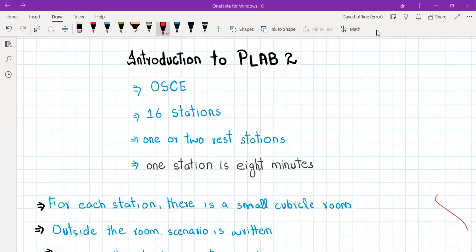Hello everyone. So today I'm going to discuss what PLAB 2 is all about in general. Just to give you a brief introduction of PLAB 2 to those who are just starting their preparation. So PLAB 2 is basically an OSCE exam.